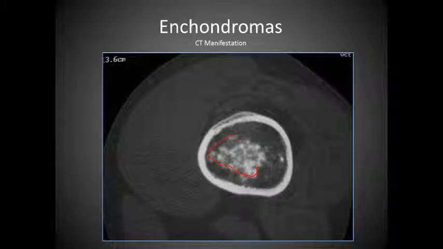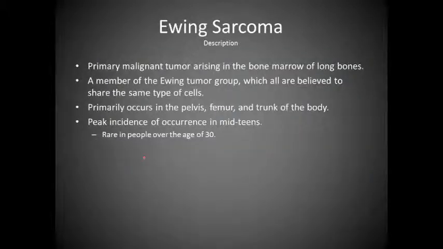Here is the spiculation for CT. There's bone spicules, and the bone looks almost less dense than what it should on the inside, but these spicules kind of give it away. That's what you're looking for in terms of enchondroma.